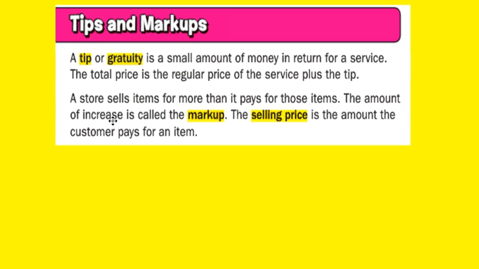The amount of increase is called the markup. Okay, so whatever they pay for an item, let's say for a pair of jeans, they're actually going to charge you a little bit more, and that's called the markup. The selling price is the amount that the customer pays for the item.